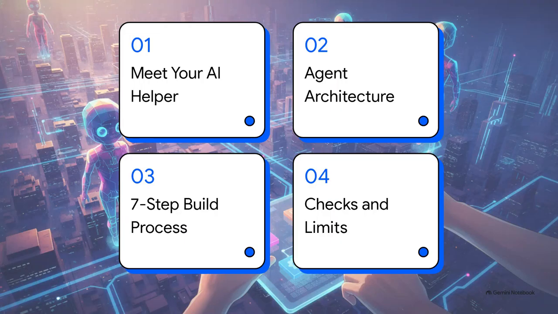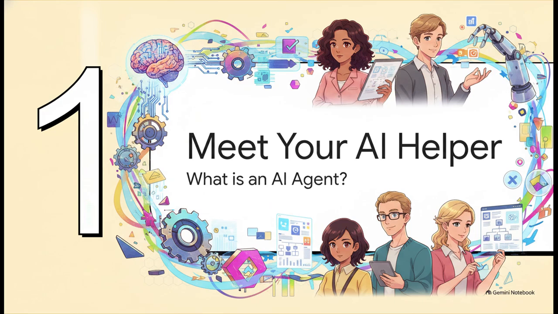So here is our roadmap for today. First, we'll meet your AI helper. Second, we'll look at the basic agent architecture. Third, we'll walk through the 7-step build process. And finally, we'll cover some practical checks and limits. All right, let's jump straight into Section 1, Meet Your AI Helper.